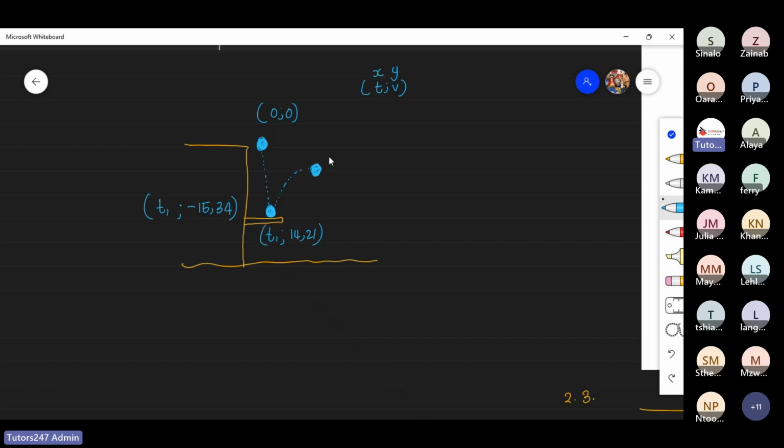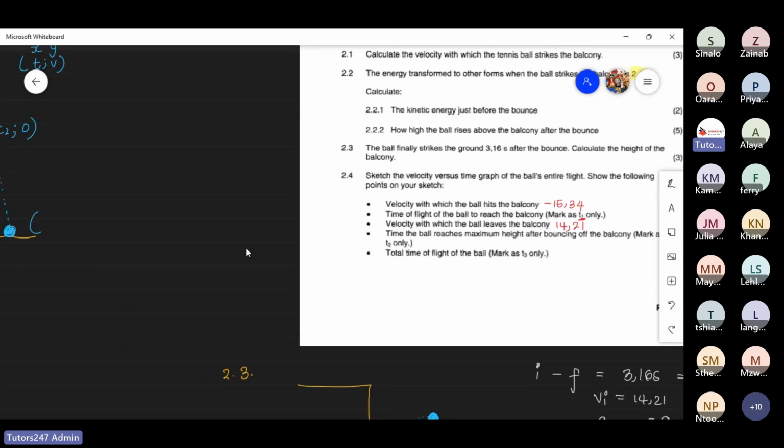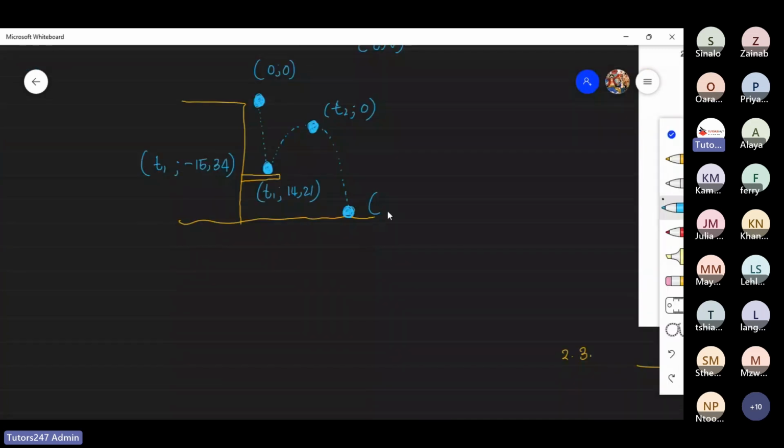Our fourth coordinate is when it reaches maximum height. We were told to represent maximum height by T2 and a velocity of 0. From there, the ball fell down to the ground and hit the ground. We do not know what that velocity is. I think we were told to represent it by T3. Let us double check. Total time of flight, T3. Yeah, that is T3. So we're going to call this T3 and an unknown velocity, negative V, because it's moving in a downwards direction. I don't have that velocity, so I'm just representing it as negative V.